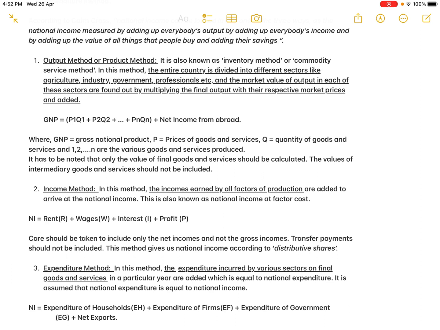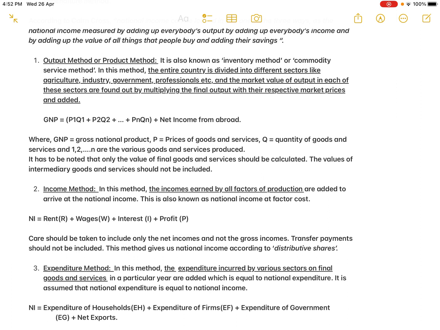Then the second method is the income method. The name itself suggests adding up the incomes of all the factors of production. In this method, the incomes earned by all factors of production are added to arrive at the national income. So this is also known as national income at factor cost. If you remember, we have come across this concept in concepts of national income, isn't it? The national income at factor cost. I told you it is equal to the cost of the factors, that is the rent, wages, interest and profit. So if you add all these factor incomes, we will arrive at the national income.